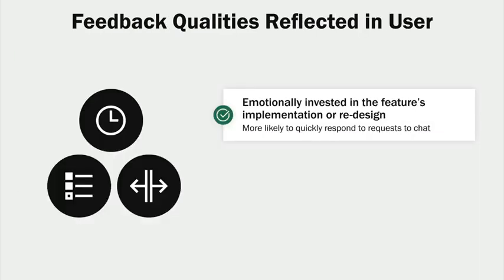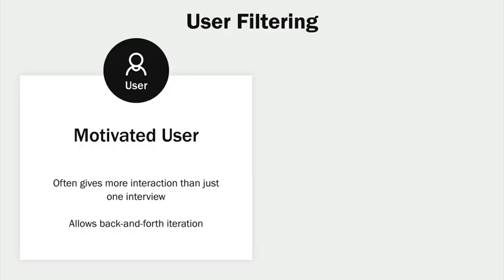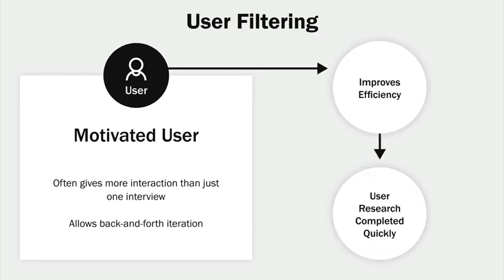Each of these feedback qualities raises the probability that the user is emotionally invested in the feature's implementation or redesign, which makes them more likely to quickly respond to requests to chat. Knowledgeable on their use case, which makes it easier for you to understand how to best build for them. And motivated. Motivated users are often willing to give you more interaction than just a one-off user interview, even enabling you to do back-and-forth iteration in some cases. This tremendously improves the efficiency and effectiveness of your user interview process, helping you more quickly complete your user research.